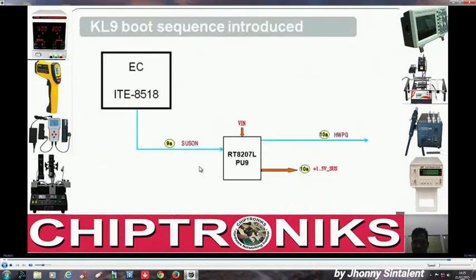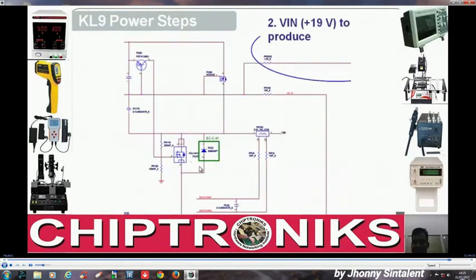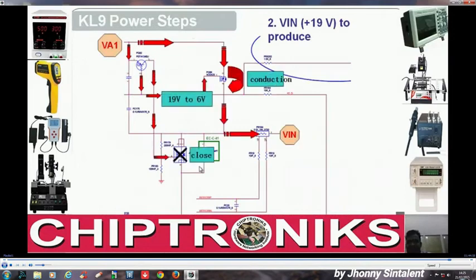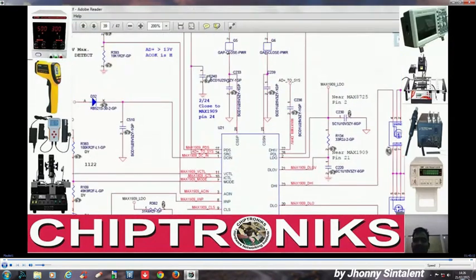You see over here, in the slide we have discussed, yes, ACOK is conducting, this is turned off, V in is generated. If no adapter is present, this will not turn off, and the battery section will provide V in. Whereas in DV2000 we have no such arrangement.